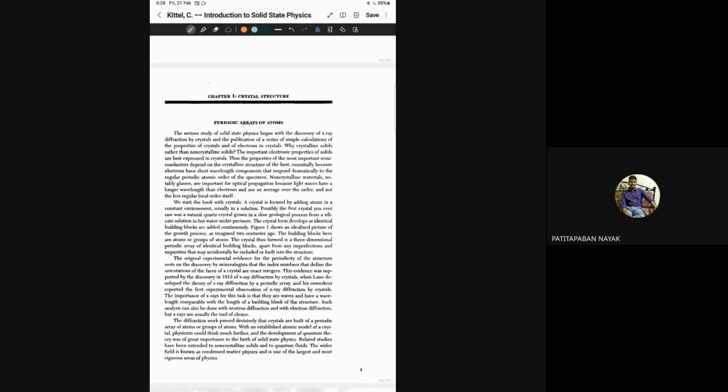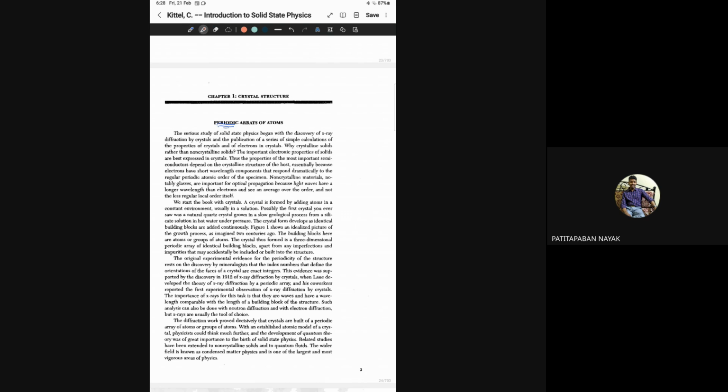So now, as you can see over here also, the periodic array of atoms. Array means arrangements, right? So periodic arrangement of atoms will give rise to a crystal. The important part is periodic arrangement. Let me highlight something here.